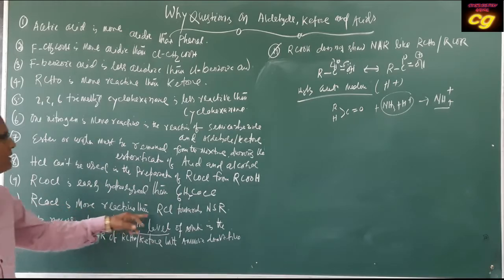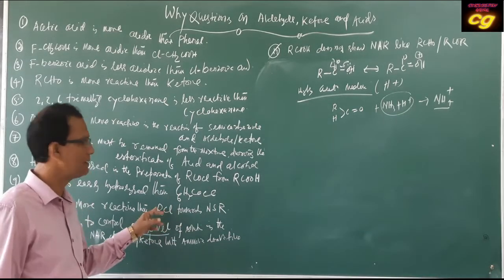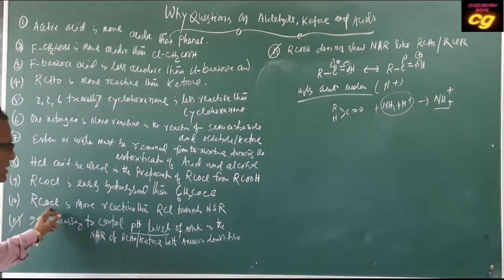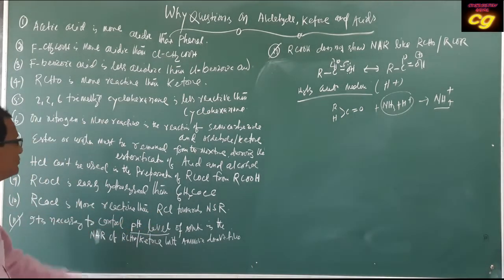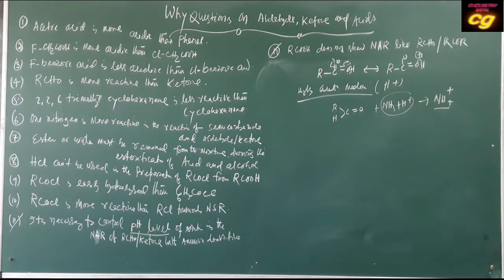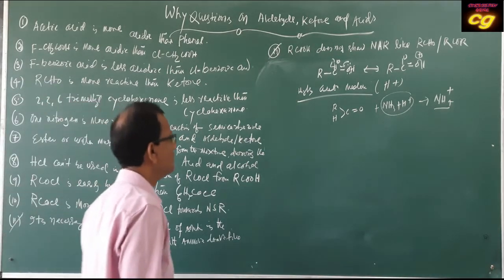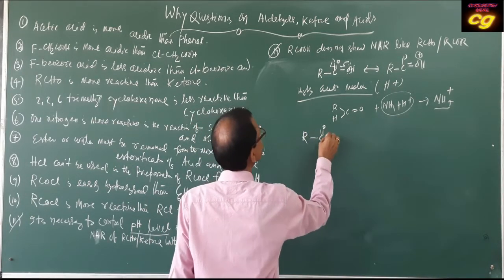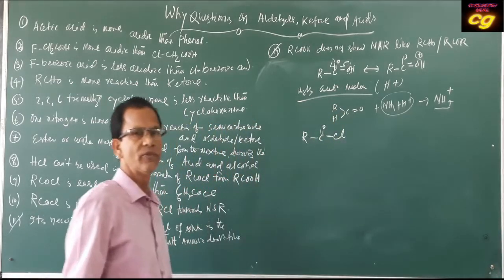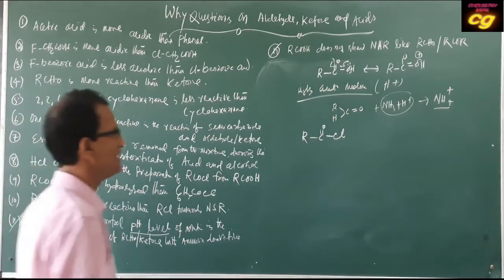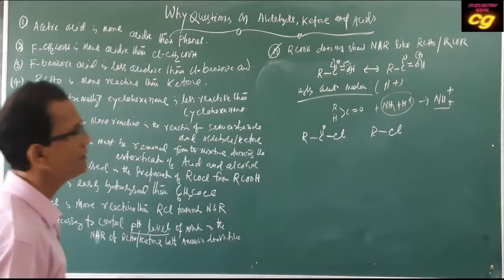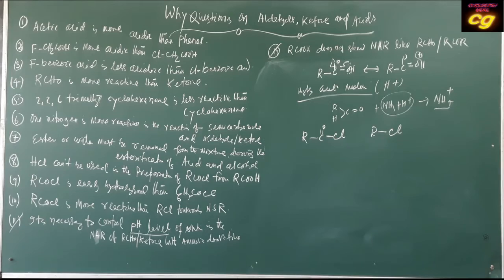Then question number 10: acid halide is more reactive than haloalkane towards nucleophilic substitution reaction. If you see nucleophilic substitution reaction, why is RCOCl more reactive than RCl? What is the cause? Here, this is the structure of acid halide, and this is the structure of haloalkane. Then what happens?